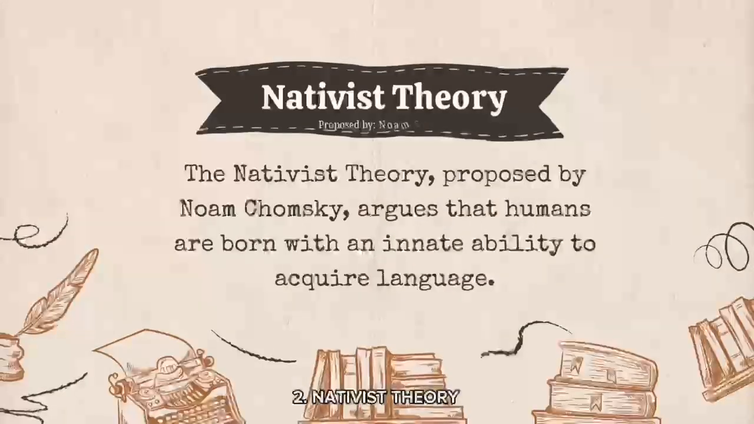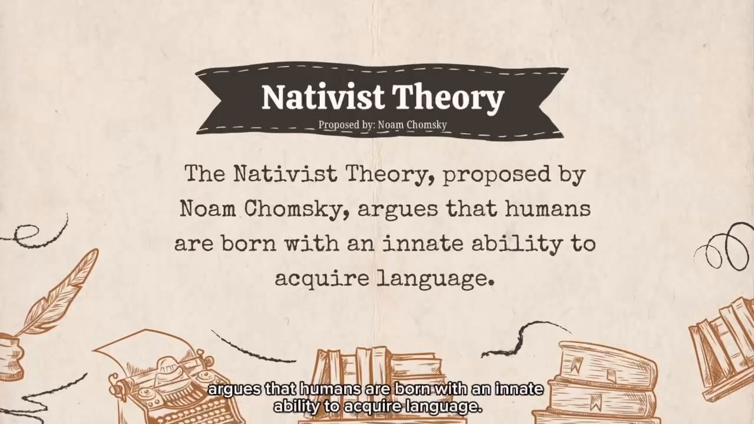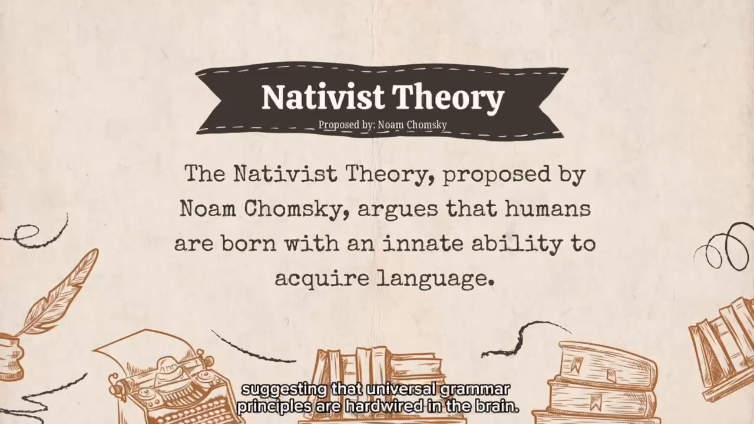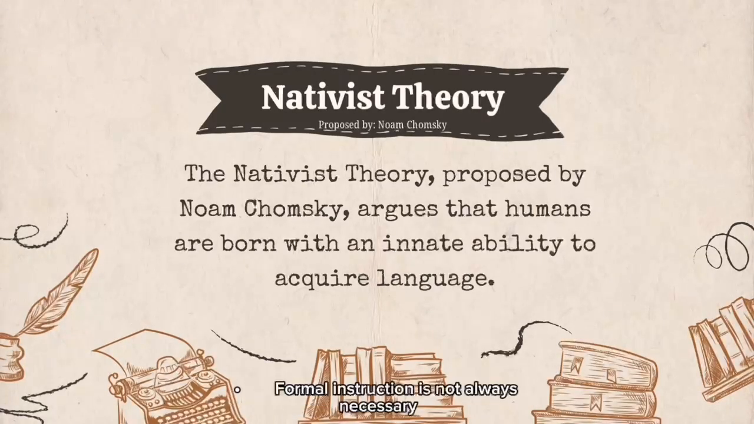2. Nativist theory. The nativist theory, proposed by Noam Chomsky, argues that humans are born with an innate ability to acquire language. Chomsky introduced the concept of the language acquisition device, suggesting that universal grammar principles are hardwired in the brain. According to this theory, children acquire language naturally. Formal instruction is not always necessary. Grammar structures develop rapidly and unconsciously.